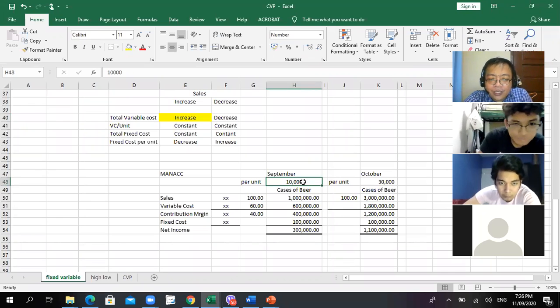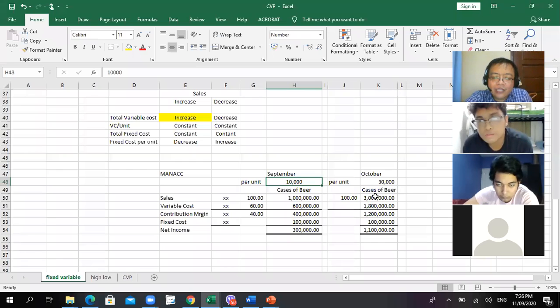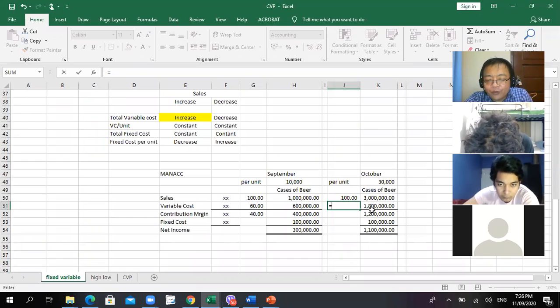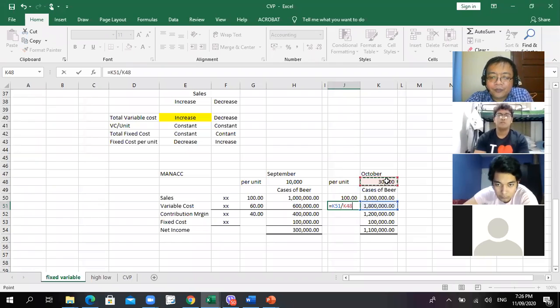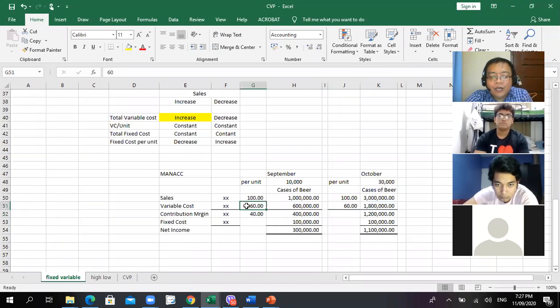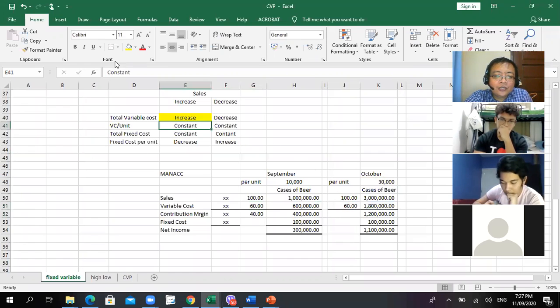From 10,000 cases of beer to 30,000 or from 1 million to 3 million, tumaas yung sales mo, right? How about the variable cost per unit? Tumaas or bumaba? So, paano yan? Of course, you have your 1.8. You divide it by 30,000. 60 din ba? The variable cost per unit is 60. The variable cost per unit in October is still 60. Sir, tama ba ito? The answer is yes.